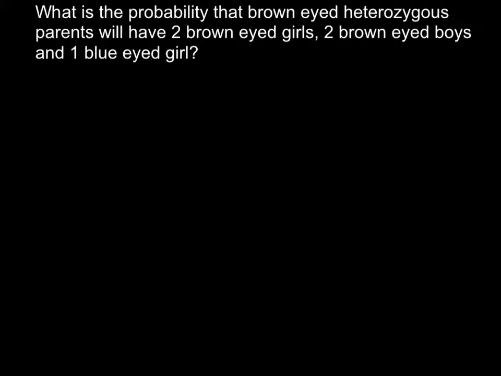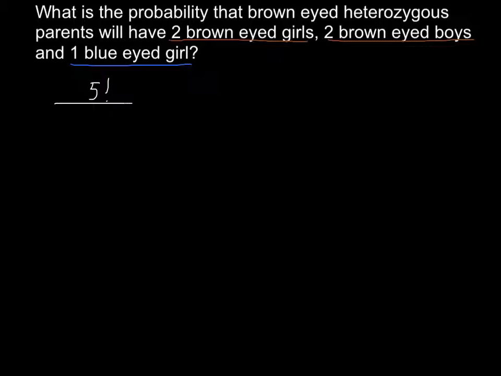We are going to solve this problem using the factorial method. So let me first put all the numbers. As you see, we have two brown-eyed girls. We also have two brown-eyed boys. And we also have one blue-eyed girl. So the total number of children would be 5. So I would put 5 in our formula, and this would be a factorial.